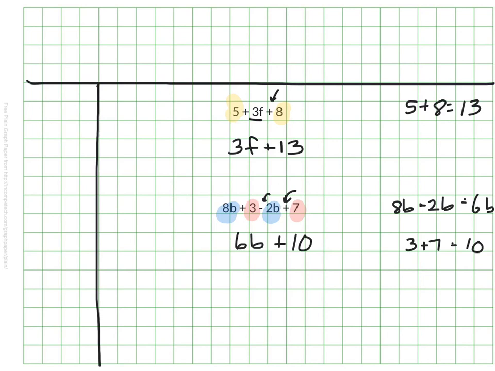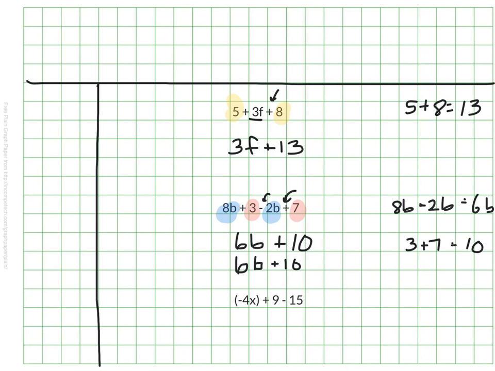So hopefully you can tell that's a little hard to read, right? 6 and then the letter b. Plus 10. I don't think that helped much, but I'm just trying to make that a little clearer. But again, we're just combining the two terms that go together. So the b's go together, the constants go together.